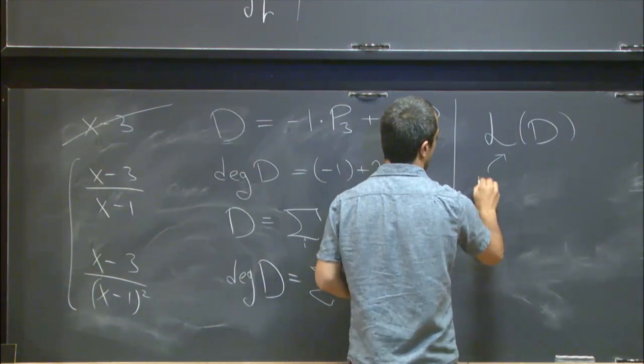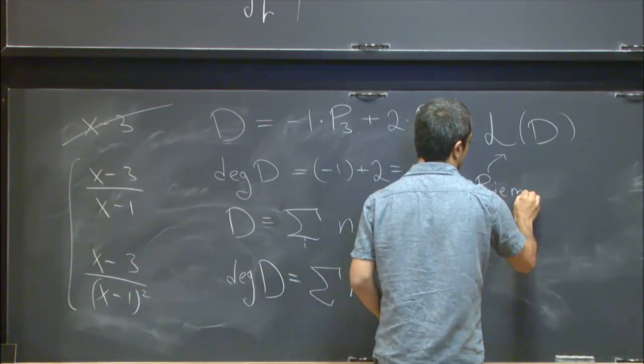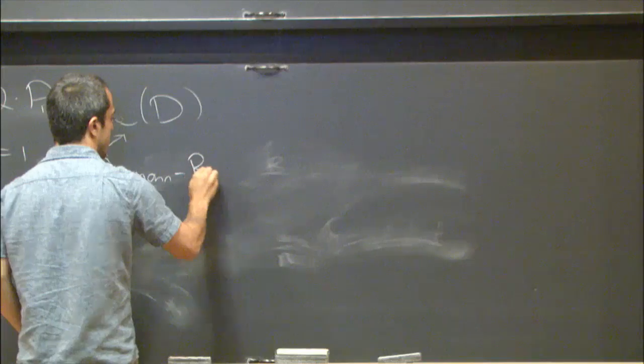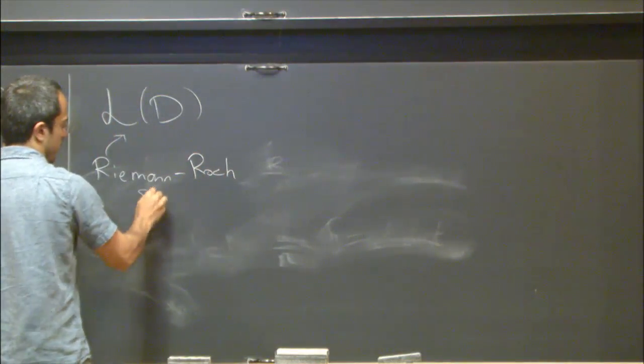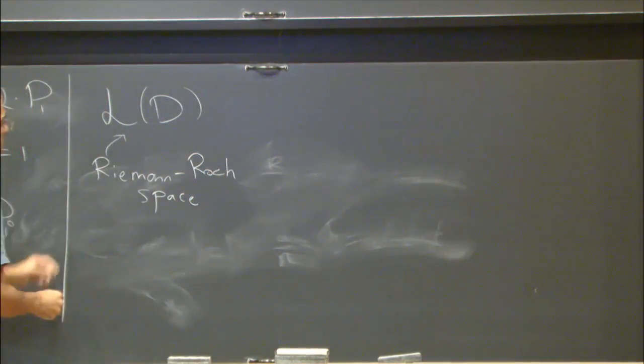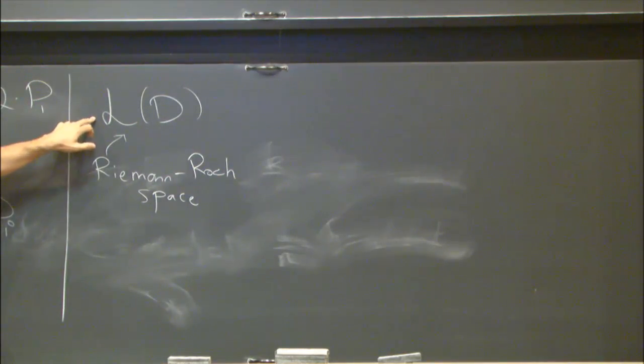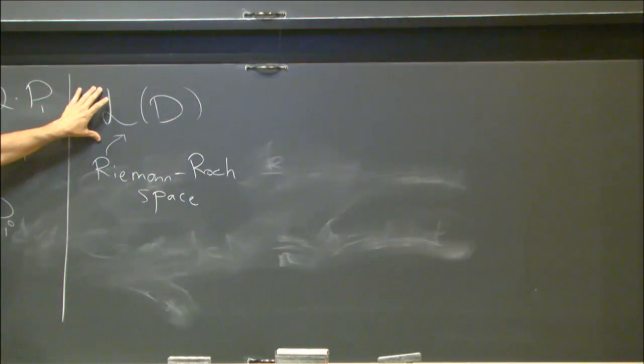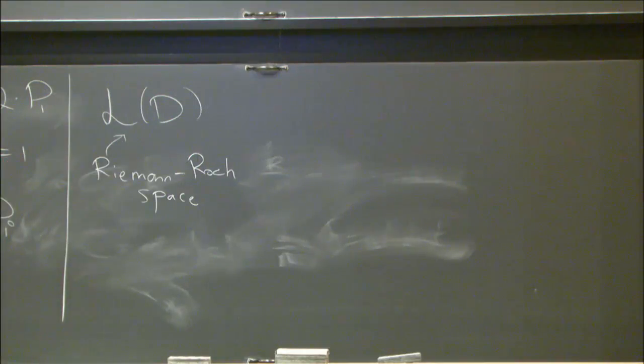This is the Riemann-Roch space. And the question is, what can you say about the dimension of that? This is the main question there. What can you say about the dimension of that subspace, the number essentially of solutions, with respect to the degree of the divisor? Can you say something interesting?